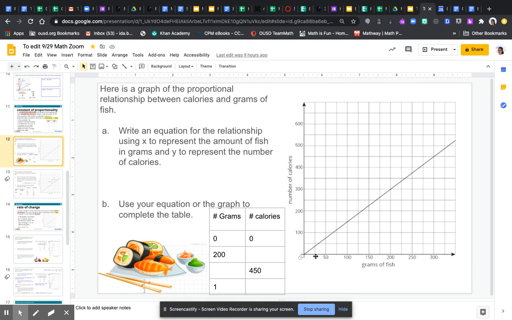Each line is 25 grams. So there's a line for 25 grams, but 50 is labeled. The next line is 75 grams and 100 is labeled, and it continues like that.